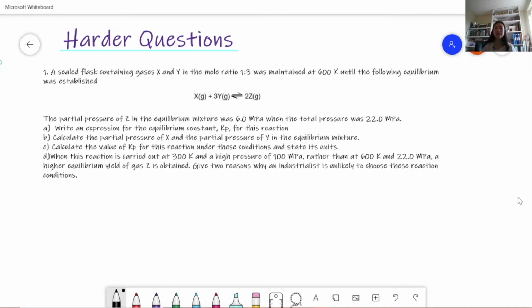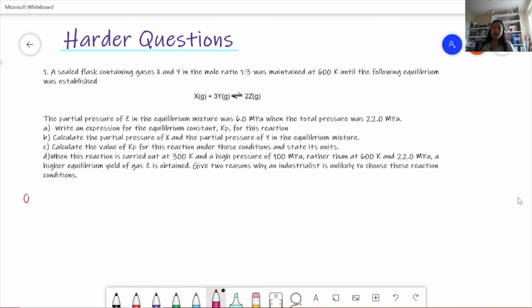So number 1 says that a sealed flask containing gases X and Y in the mole ratio 1:3 was maintained at 600 Kelvin until the following equilibrium was established. The partial pressure of Z in the equilibrium mixture was 6 megapascals when the total pressure was 22 megapascals. For A, write an expression for the equilibrium constant Kp for this reaction.